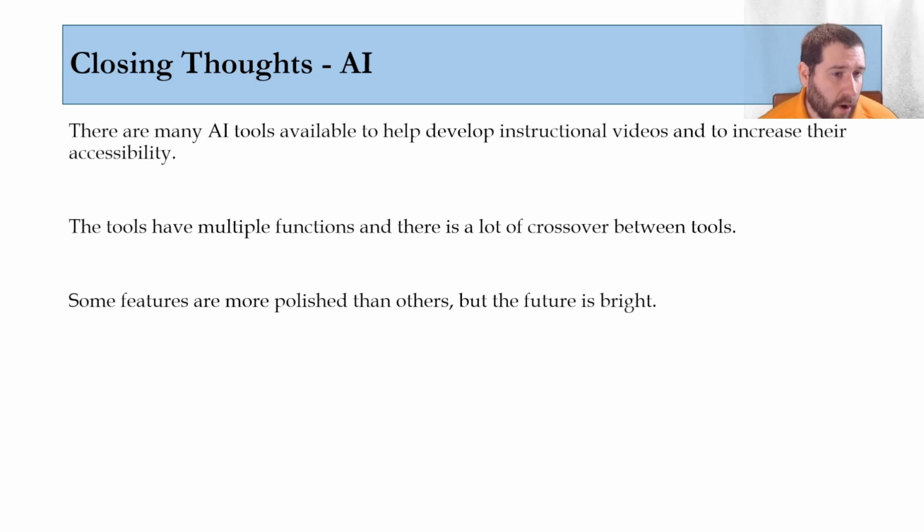Some features are more polished than others, but the future is bright. I really agree with this sentiment. Some of these AI features you look at and you go, wow, this is amazing, I can't believe a program can do this. And then other features you look at and it's like, man, this is cool, but it's not there yet, right? So there are different levels of polish, and just be aware of that.